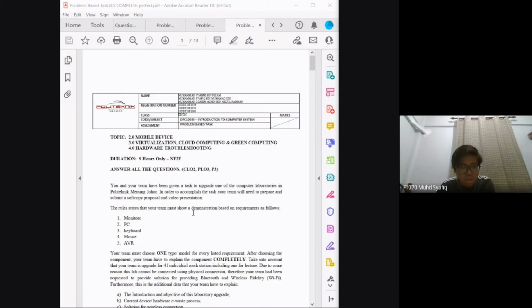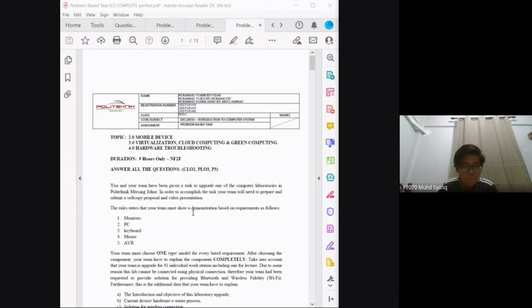So the rules state that your item must show a demonstration based on requirements as follows. First, monitors, 2, PC, 3, keyboard, 4, mouse, and lastly 5, AVR. Your team must choose one type or model for every listed requirement. After choosing the component, your team has to explain the component completely. Take into account that your team is upgrading for 41 individual workstations, including one for the lecturer.